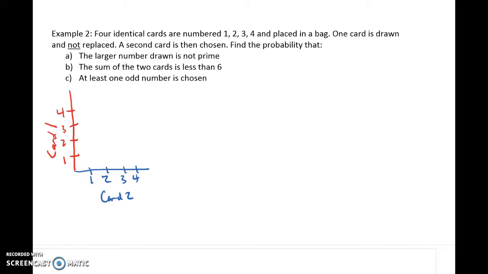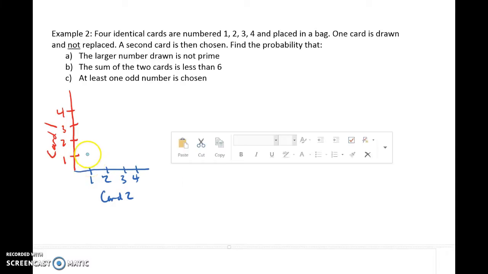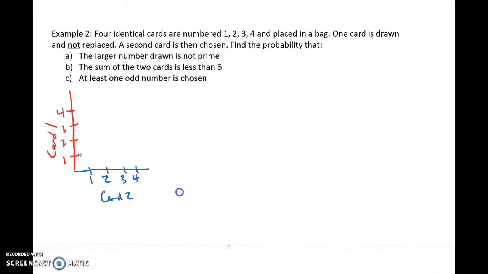Because if I draw 1 first, can I draw 1 second? No, it's already gone. So if I draw 1 for card 1, I can only draw 2, 3, or 4 for card 2. Right? If I draw 2 for card 1, then I can only draw 1, 3, and 4 because card 2 was taken out. So hopefully you're seeing this pattern, right? We just can't draw itself, so we're going to have this blank diagonal all the way up in this sample space. Okay? Similarly, you can do the same thing in your table, right?